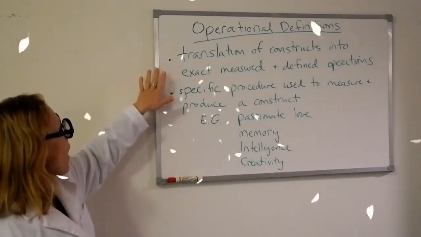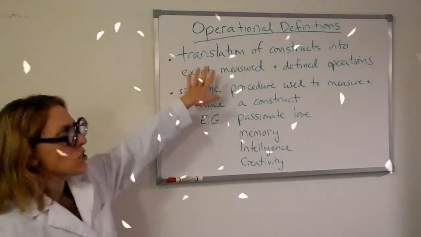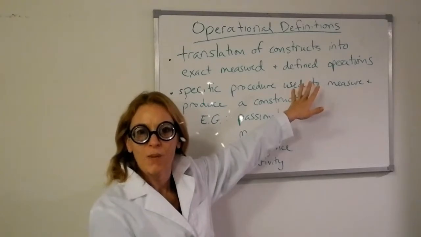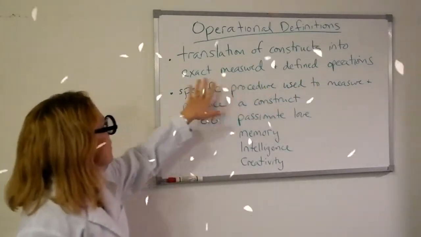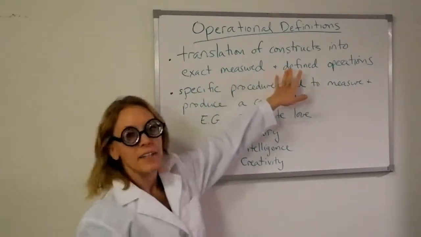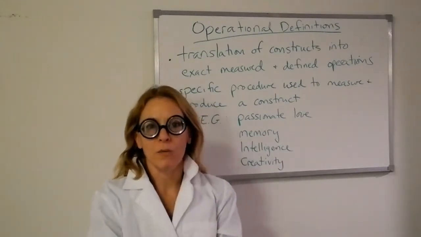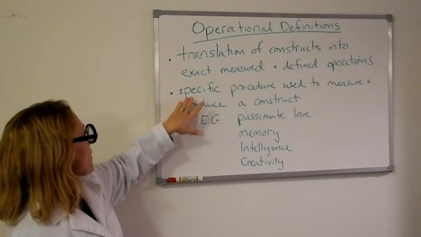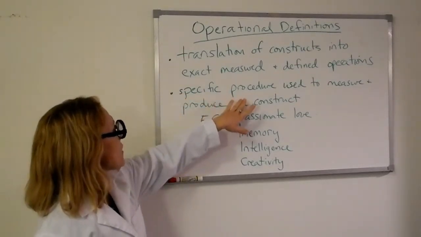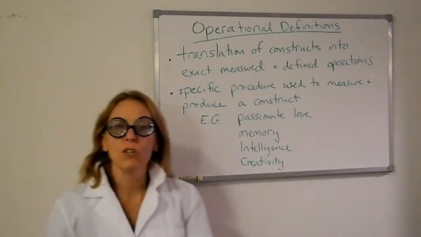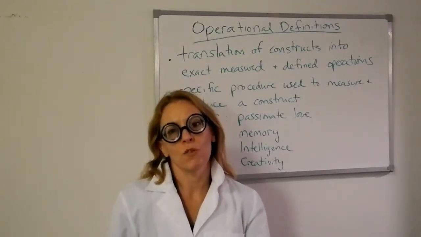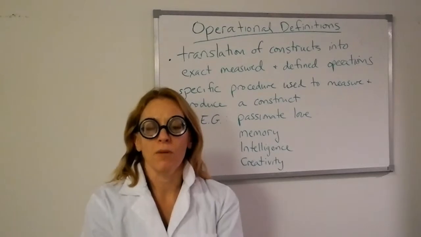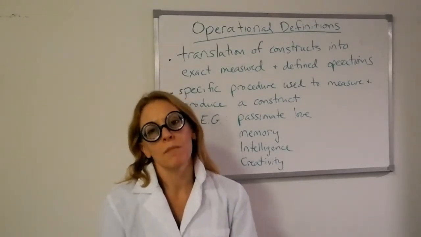So again, operational definitions are the translation of those constructs I was talking about, those invisible things that still are there, we know they're there, into exact, measured, and defined operations, or how we are actually going to do them in our study. So another way to look at it is they are specific procedures that are used to measure and produce a construct. If my outcome is memory, for example, I want to decide how I'm actually going to measure that.